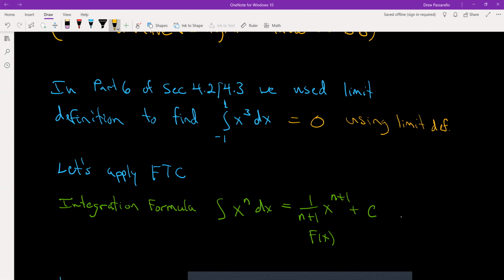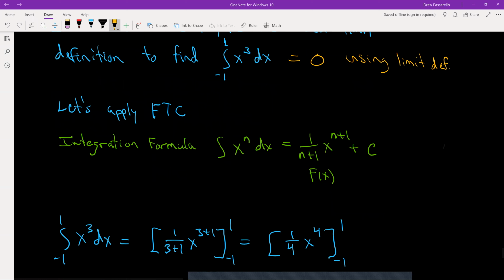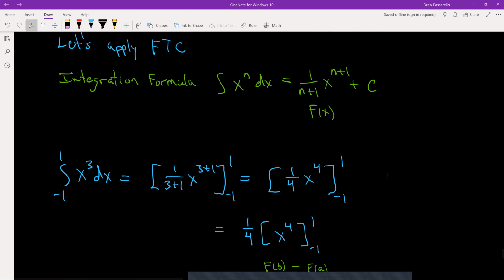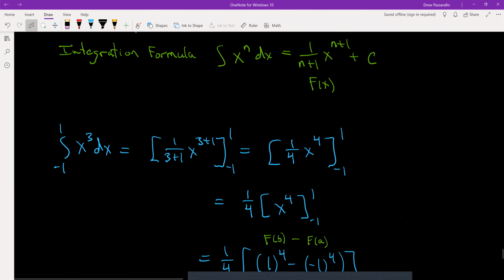With the fundamental theorem of calculus, we just use the integration rules. I wrote down the integration formula for x to the n: you just add 1 to the exponent and divide by that value. For an indefinite integral, it turns into the antiderivative plus some constant of integration c. It's going to be a little bit different when you do a definite integral. I still apply the same rules: I add 1 to 3, so it becomes x to the 3 plus 1, and then I divide by that same value. So that's 1/4 x to the 4th.